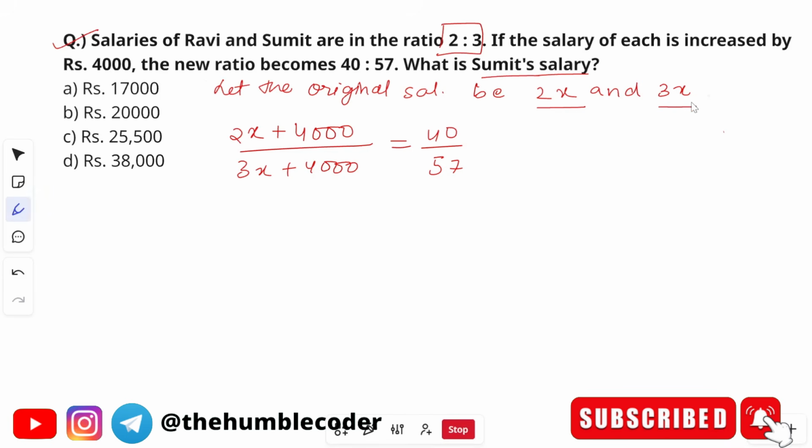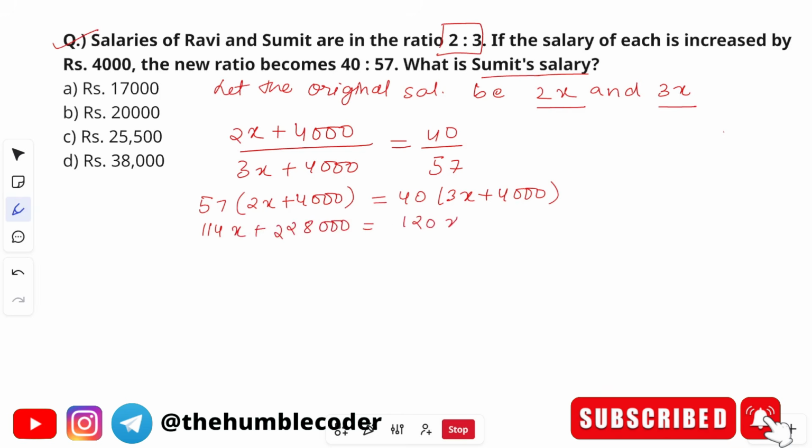So as a first step, we need to find out the value of x. Let's do that. It is very simple. We just need to solve this equation: 57 into (2x + 4,000) will equal 40 into (3x + 4,000). I'm just solving it quickly over here, but I would highly recommend that instead of directly watching me write it, you do the calculations and solve it in your notebooks.